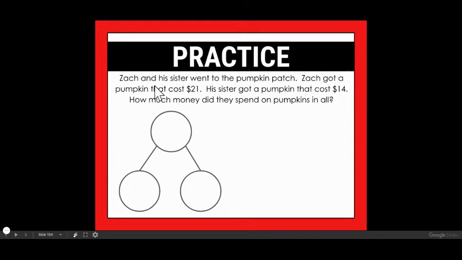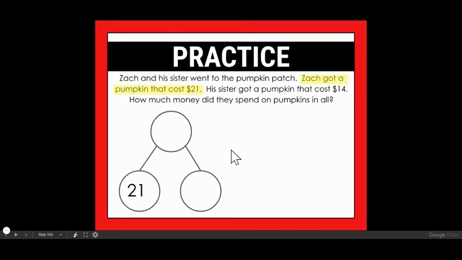My first sentence says Zach and his sister went to the pumpkin patch. Do I have any information from that I need to plug in? No, I don't. It's just telling me a little bit about the story. So my second sentence says Zach got a pumpkin that cost $21. So think to yourself, would that $21 be my whole? Or is that just a part? I know that that's just going to be a part because his sister also got one too. So I'm going to plug my $21 into one of my parts.